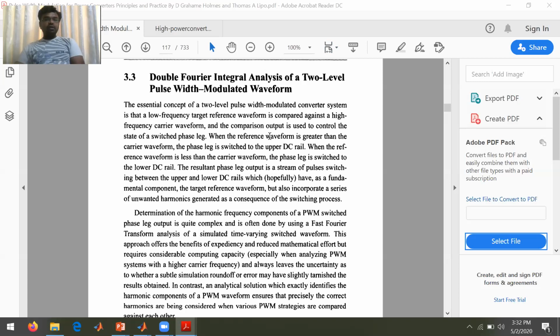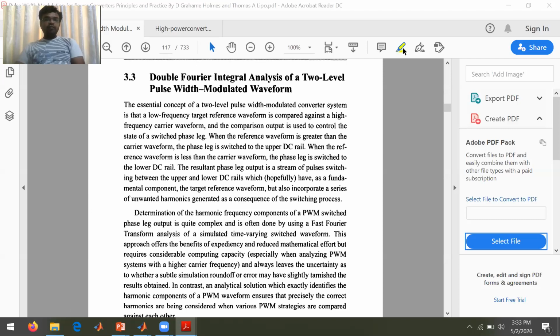When the reference waveform is greater than the carrier waveform, the phase leg is switched to the upper DC rail. When the reference waveform is less than the carrier, the phase leg is switched to the lower rail. So the resultant leg output is a stream of pulses between the upper and lower DC rails. As a fundamental component, it has the target reference waveform, but it also incorporates a series of unwanted harmonics generated as a consequence of the switching process. For this determination, we have to use double Fourier series.